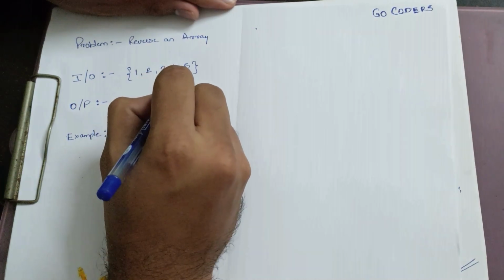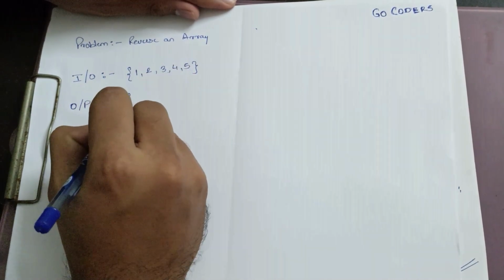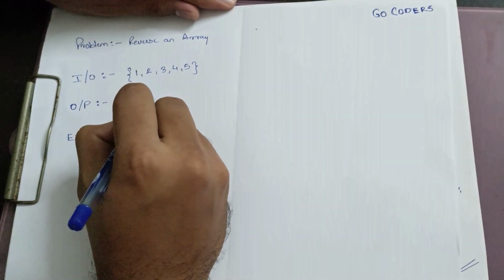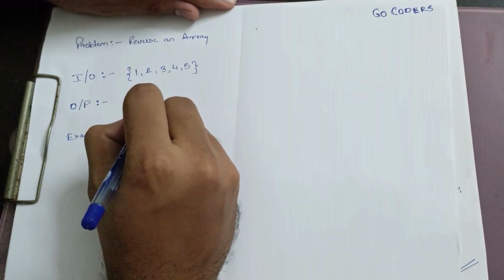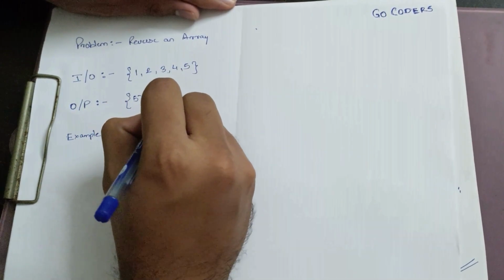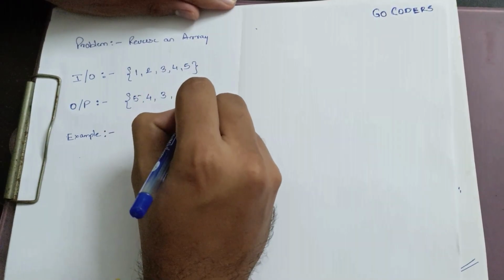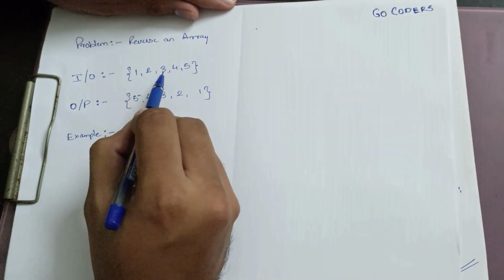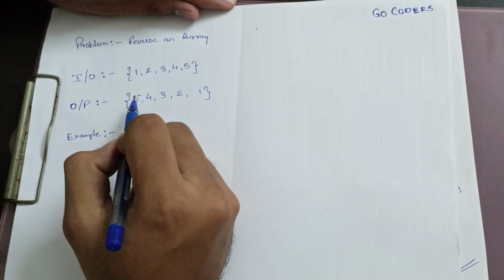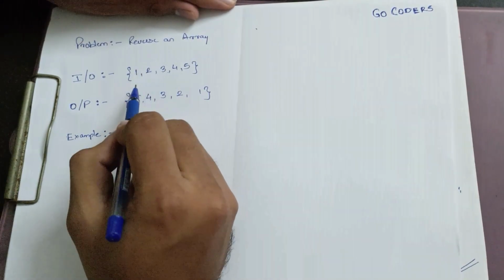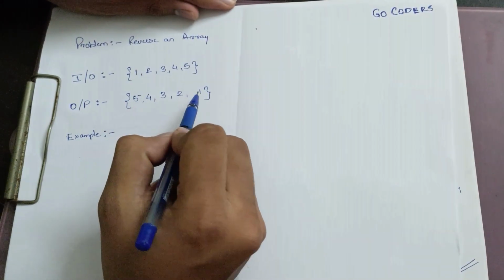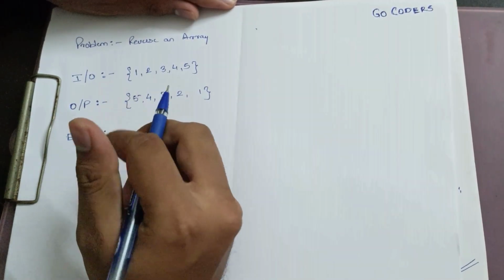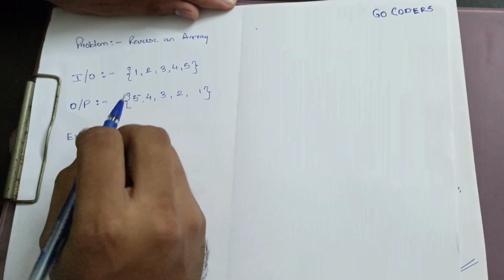By reverse we mean that the last element would appear first, the second last element would appear second, and so on. So the input array was 1, 2, 3, 4, and 5, and the output, the reverse array, is 5, 4, 3, 2, 1. What logic should we use to solve this problem?